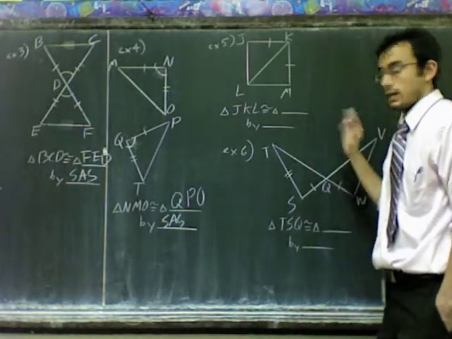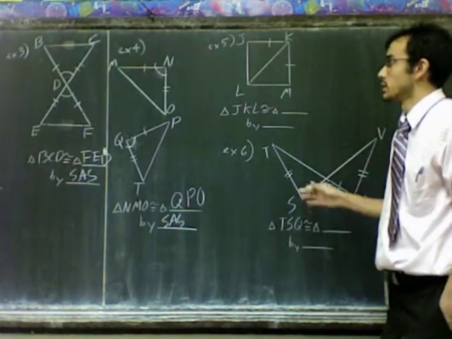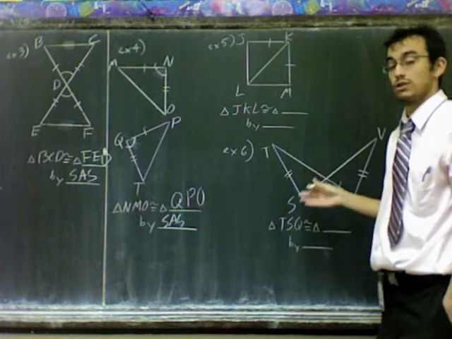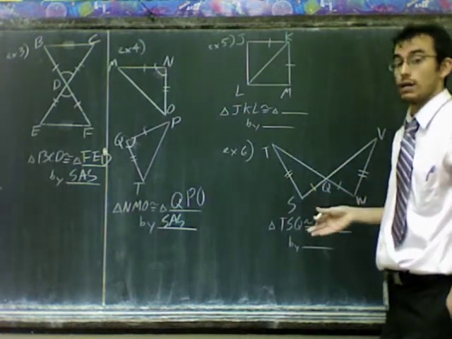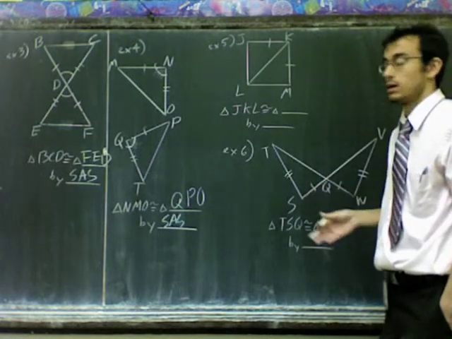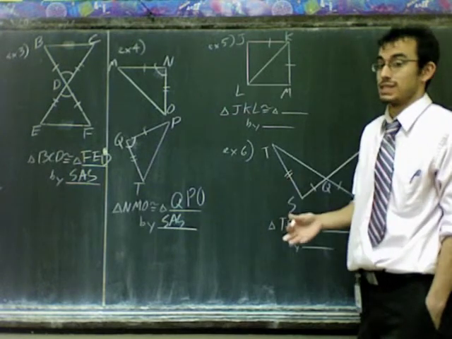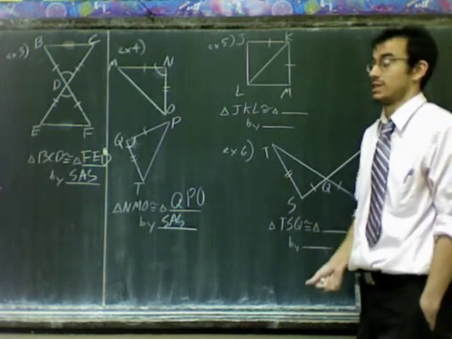Alright, last but not least, I've got these two problems here. These two problems are examples where these are not congruent triangles. They might look it, but it's not. We don't have enough information to conclude that. We can't simply say it, because it doesn't fit SSS, it doesn't fit SAS.